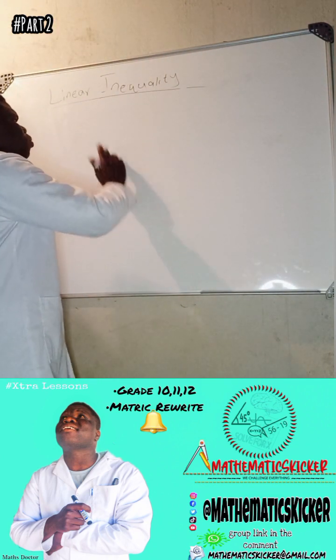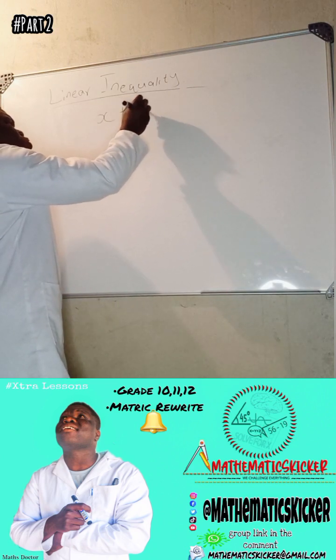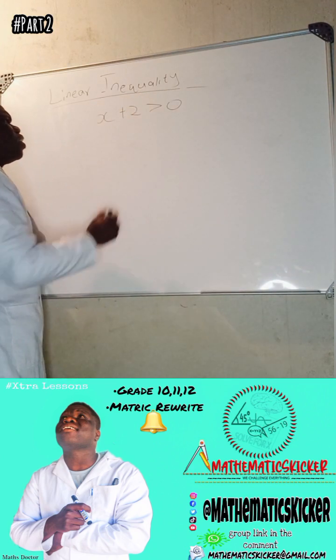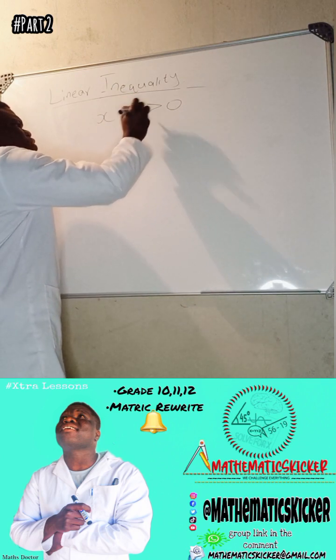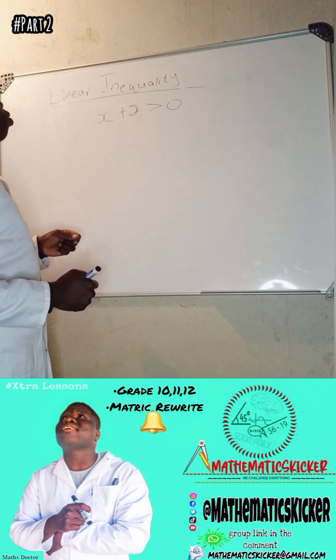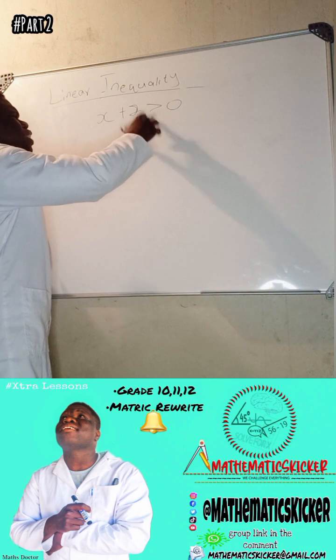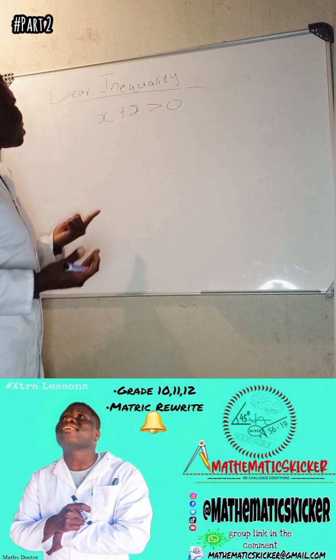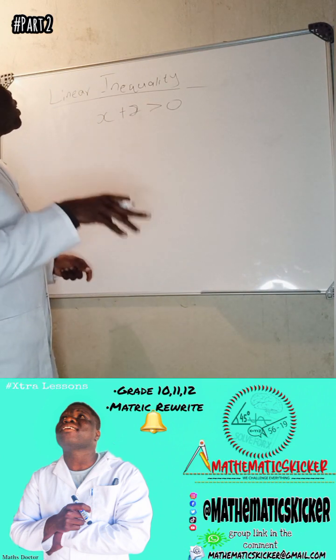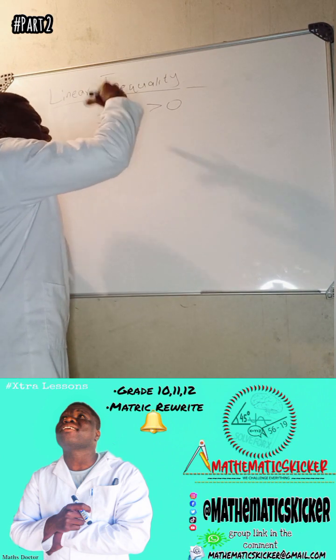Let's say, for example, we are given something of this nature: x plus 2 is greater than 0. What do we mean by saying x plus 2 is greater than 0? It says solve for x. It means, for which values of x is x plus 2 greater than 0?